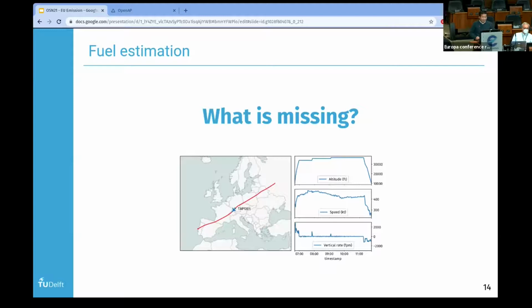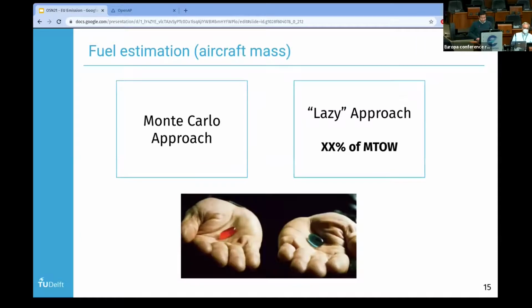I want to ask a quick question to the audience. What is missing here? What is the parameter that is missing? The mass, aircraft mass, right? There are two ways to deal with mass. There is the Monte Carlo approach, where we generate a random mass from a distribution, let's say a normal distribution or skew distribution, based on the takeoff weight. Or the lazy approach, which is X% of the maximum takeoff weight.